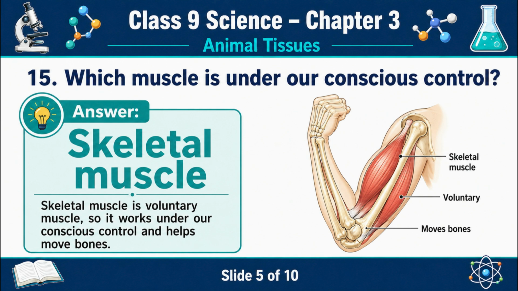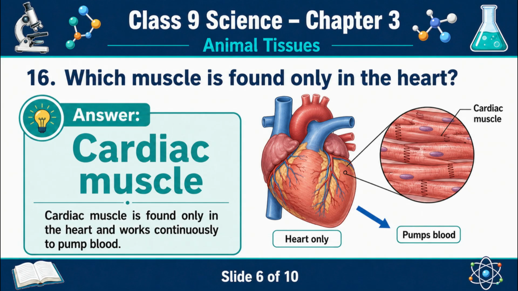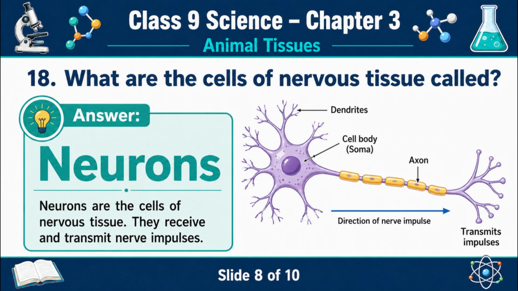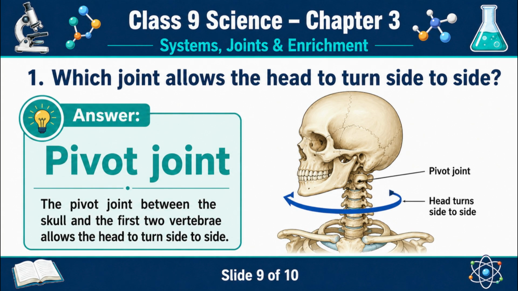Skeletal muscle. Which muscle is found only in the heart? Cardiac muscle. Which muscle is spindle-shaped and involuntary? Smooth muscle. What are the cells of nervous tissue called? Neurons. Systems, joints, and enrichment.